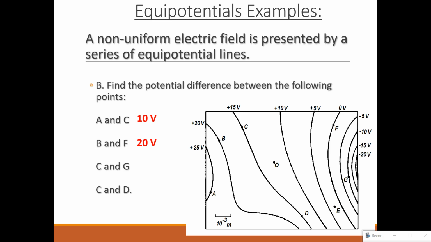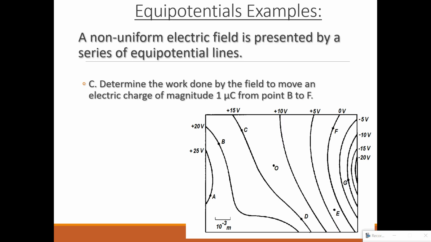From between B and F, B starts at 20 volts and F is at 0 volts, so you'll end up with 20 volts there. Between C and G, C is at positive 15 volts and G is at negative 10 volts. And that's going to give us 15 minus negative 10, which gives us 25 volts. And then this last one is probably the most interesting one, between C and D, different points on the same equipotential line though. So as you go between the two, you end up at the same potential difference you started at. So the potential difference has to be 0 volts.